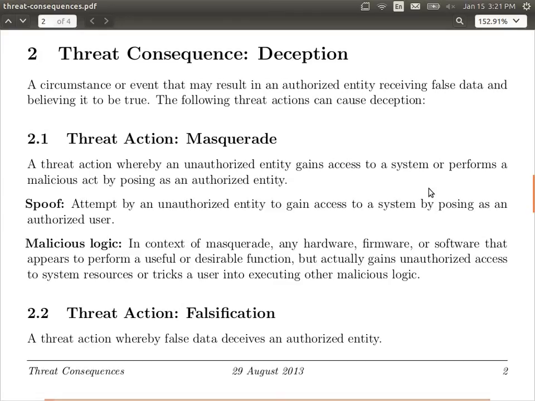I'm authorized to get access to the grading system for SIT. A student could perform a spoofing attack by trying to pretend to be me and access the grading system as me, masquerading as me. So that results in deception. You're deceiving the computer system, making it think you're someone you're not.